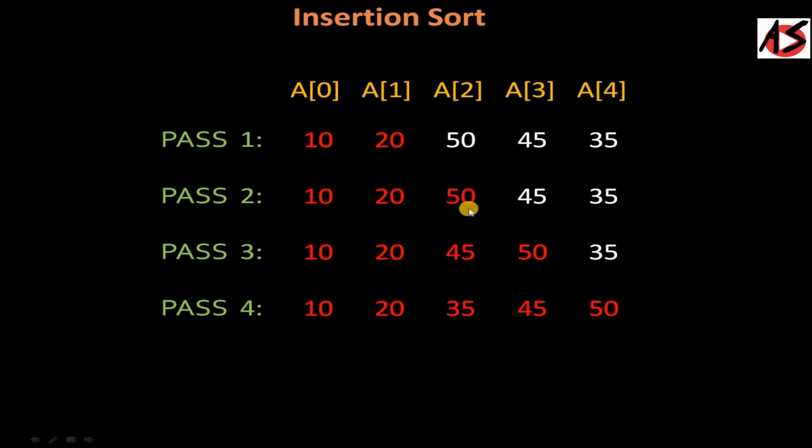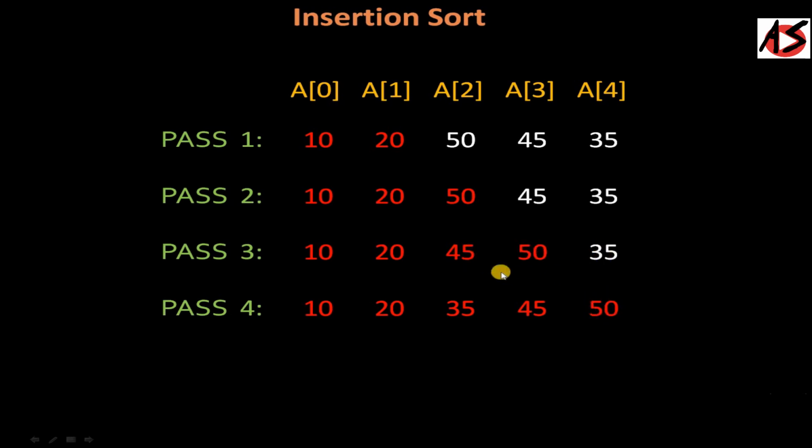In the third pass, you have taken 45. 45 is smaller than 50, so you have shifted 50 to the third place and you have inserted 45 into the second place. In the next pass, you have taken 35. 35 you have compared with 50. 35 is smaller than 50, so you have shifted 50 to the fourth place.